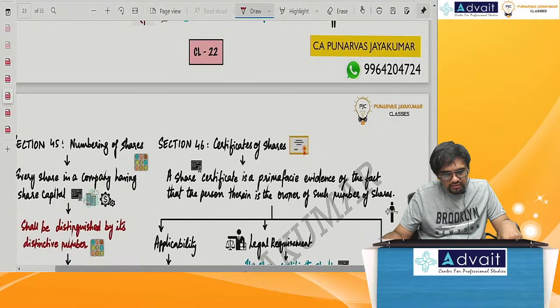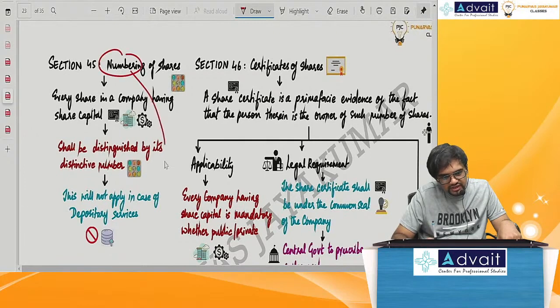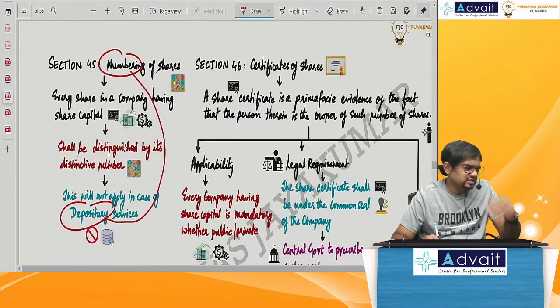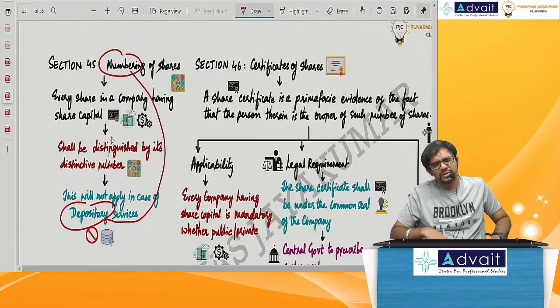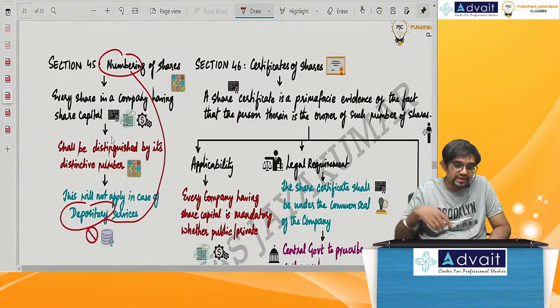Next, numbering of shares. Now this numbering of shares is a little immaterial, because now everything has become dematerialized. But if it's physical securities, some private companies still have physical securities. For them, you should number them carefully. Numbering is needed.